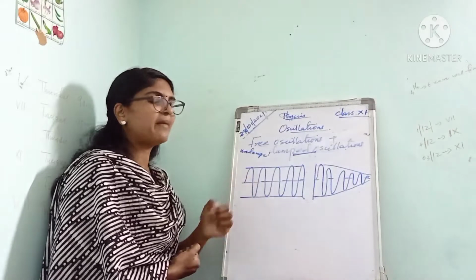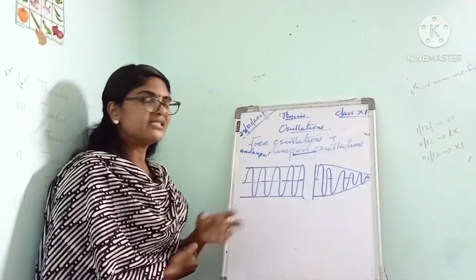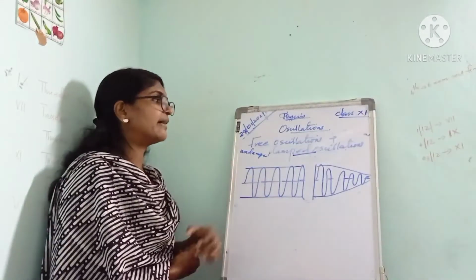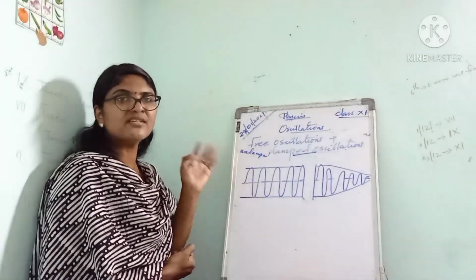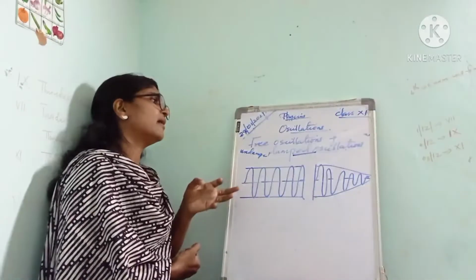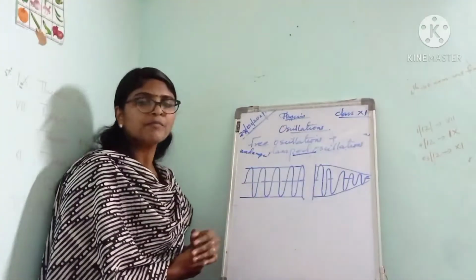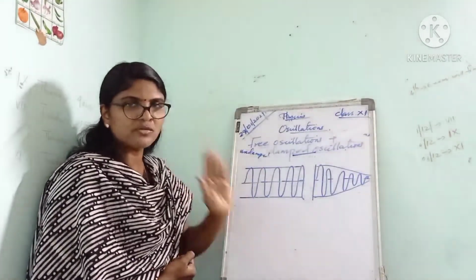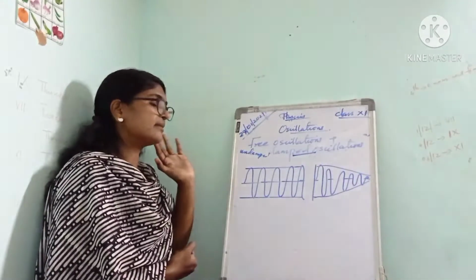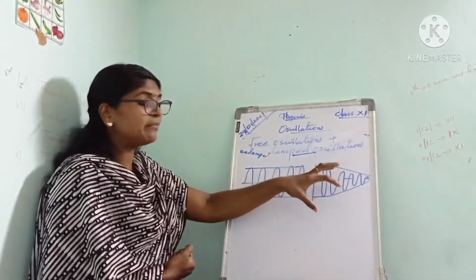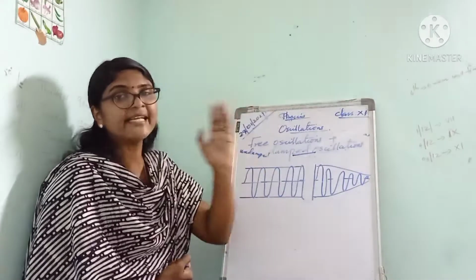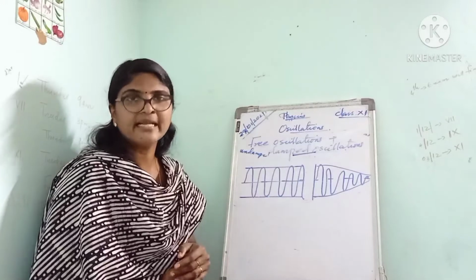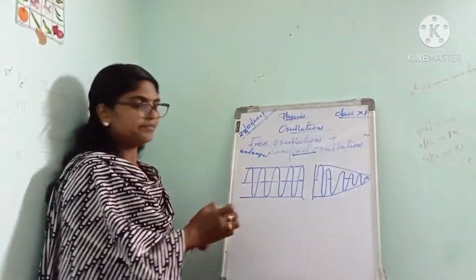Listen to this. Suppose a mass suspended by a spring is made to vibrate inside a liquid, that is an example of damped oscillation, or the oscillations of a swing in air. This is an example for what? Damped oscillations. In the case of free oscillation, the amplitude remains constant as time passes, but in the case of damped oscillation, the amplitude goes on decreasing with time. That is the difference between free oscillations and damped oscillations.